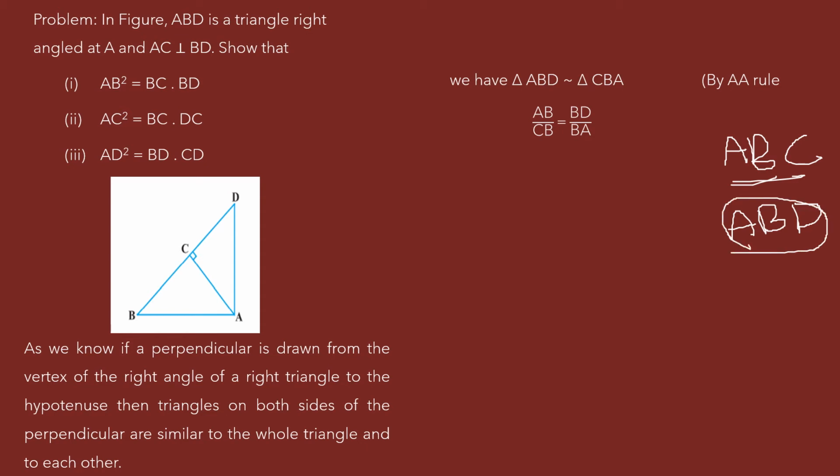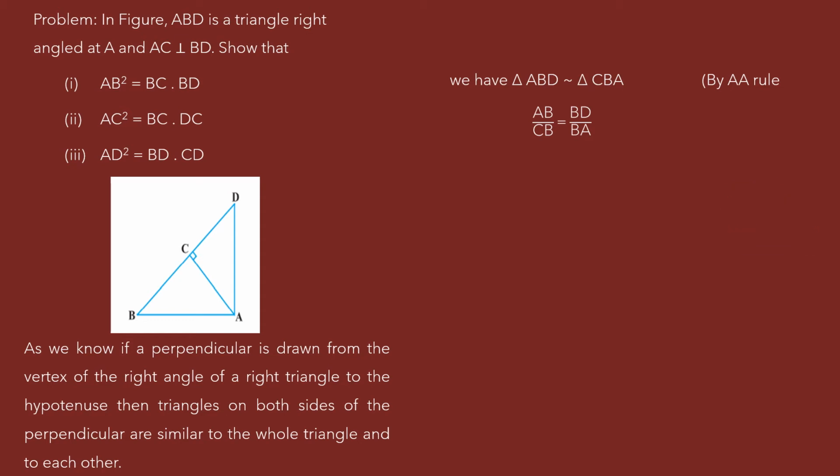Triangle ABD is similar to, in ABD angle A is 90. In ABC, C is 90. That's why we start with C, with the right angle only. Now B is common for both the triangles. That's why CB. The other vertex is anyway A. Triangle CBA. Therefore, triangle ABD is similar to triangle CBA by AA rule.